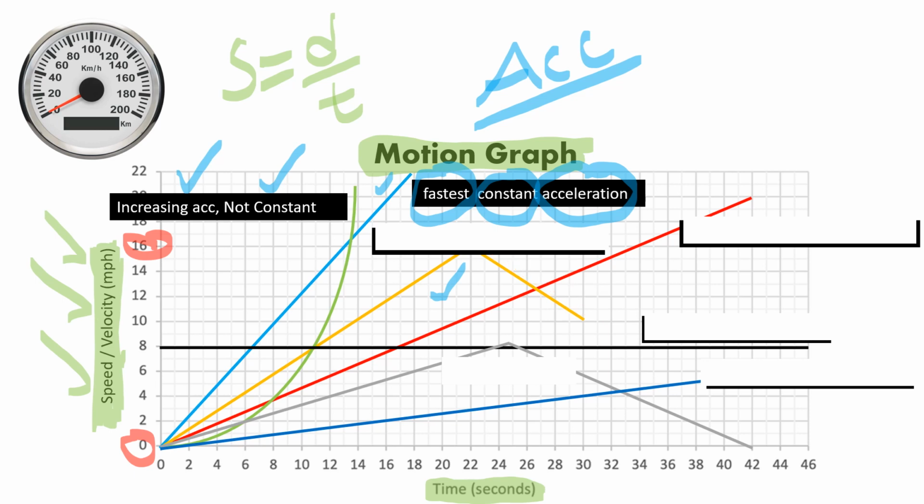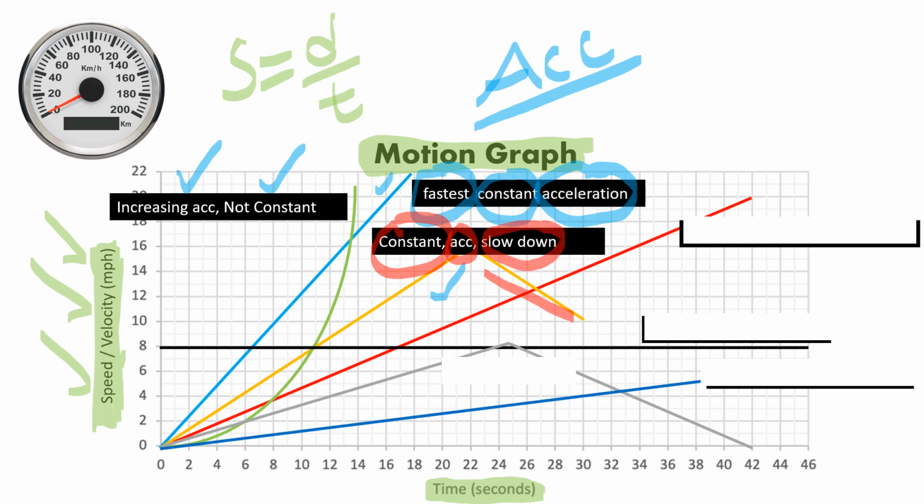Well, there's still going to be straight lines, so we can still say they're constant, right? But it's speeding up and then slowing down. So it's constant acceleration, which is the first part, and then it's constant slowing down, which is this part right here, okay? Let's go to the next one, which is going to be this red one.